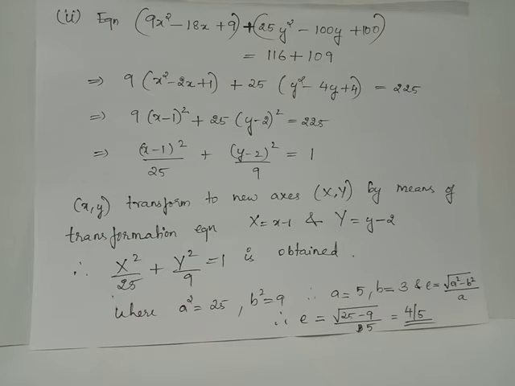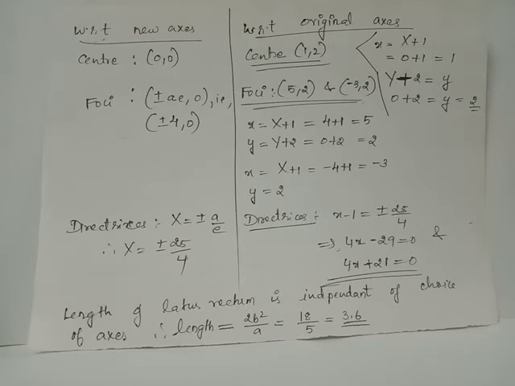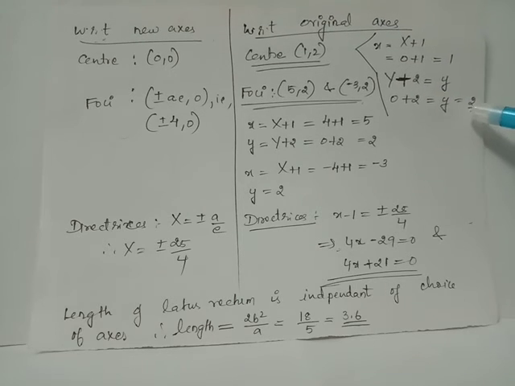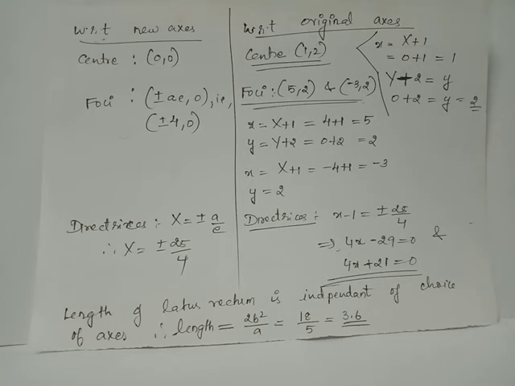By means of these transformation equations, we will now find out center, foci, equation of directrices with respect to original axis small x small y, corresponding to this equation of ellipse. We have small x = X + 1 from the transformation equation. Since center of ellipse with respect to new axis was evaluated as (0, 0), we have X = 0 and Y = 0. Thus we have x = 0 + 1, which is 1, and y = 0 + 2, which is 2. Thus, with respect to original axis, our ellipse has center (1, 2).